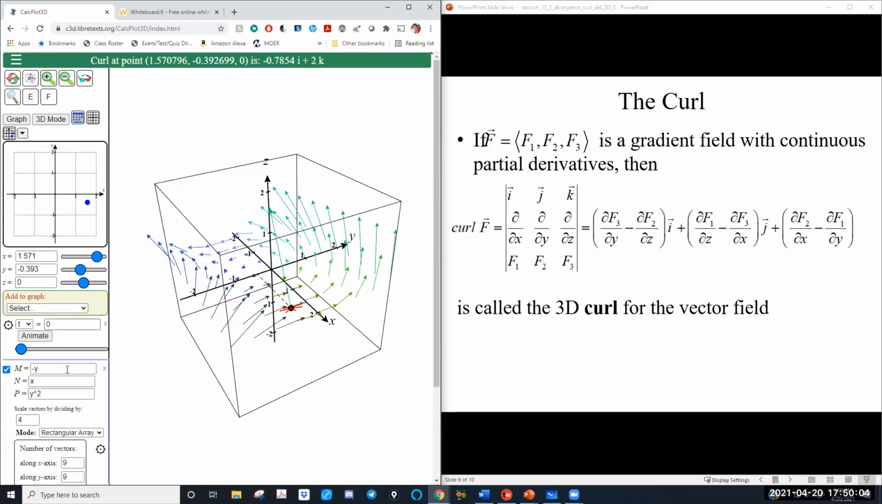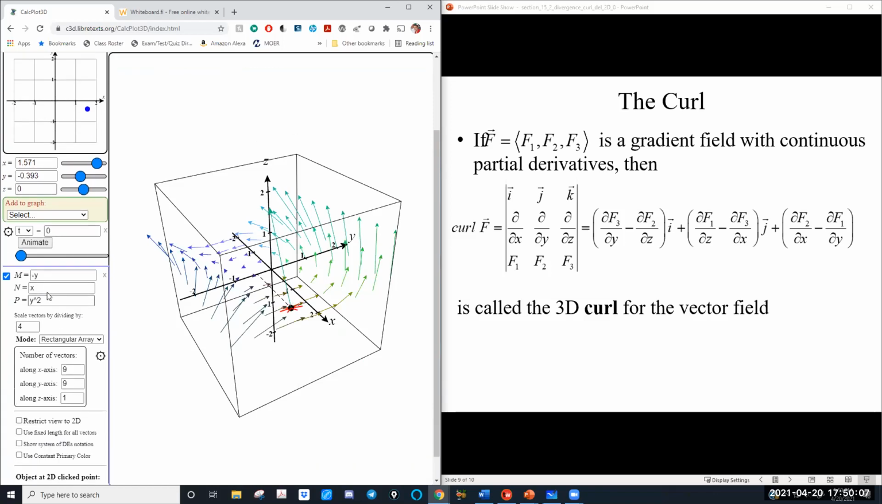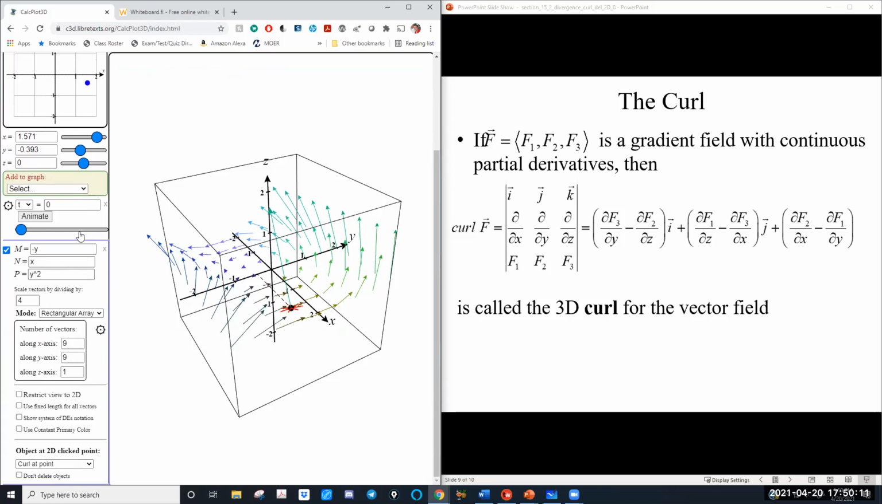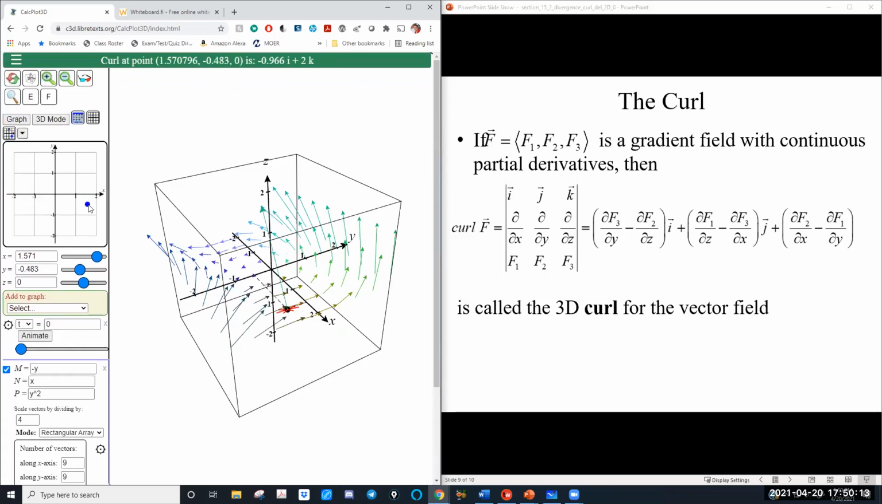You guys can use this to check your calculations because you can put in your vector field right here, and then you can have it calculate the curl at the point. You just have to put this on whichever point you're looking at. So for instance, (1, 0), that'll give me my curl there. It's 2k.